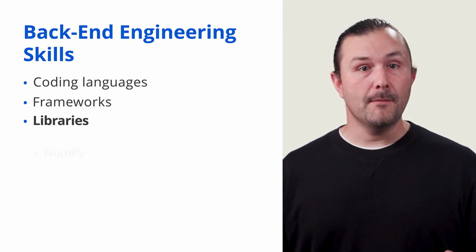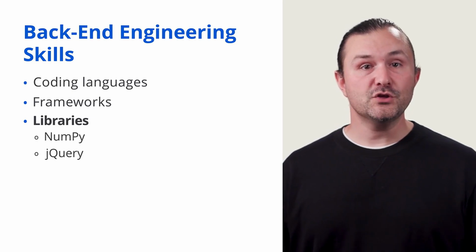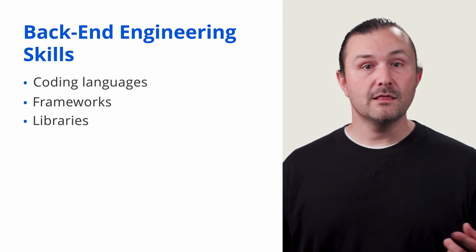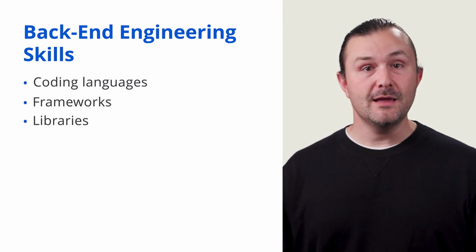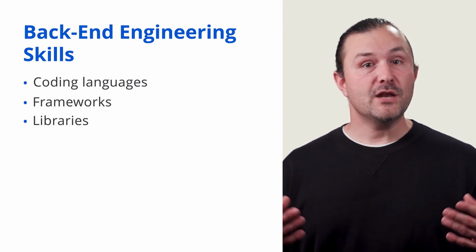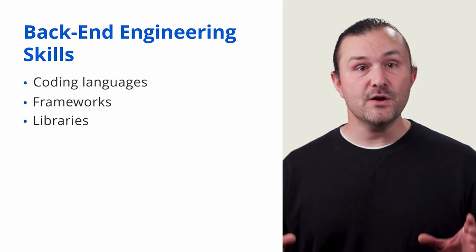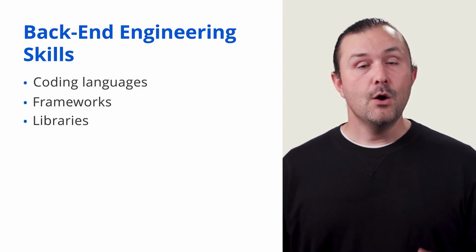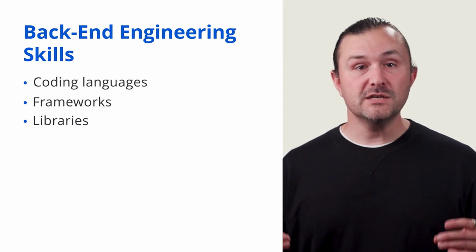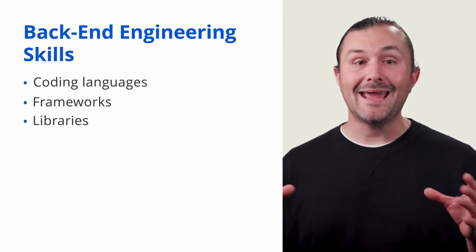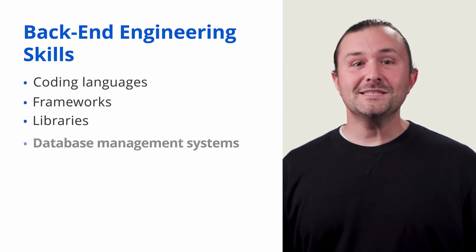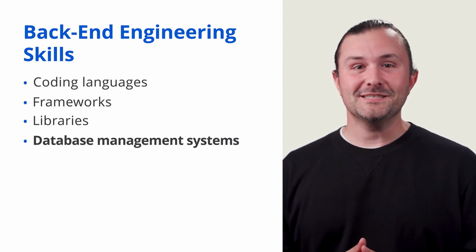Popular libraries include NumPy for Python and jQuery for JavaScript. The terms framework and library are often used interchangeably, but they serve different purposes. Imagine a framework as a pre-built Lego set where the pieces fit together in a specific way to create a particular model, while a library is like a box of assorted Lego pieces you can use to build anything you want. Now let's examine the skill of using database management systems.